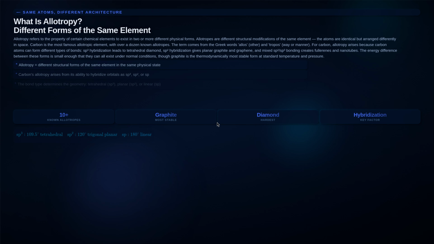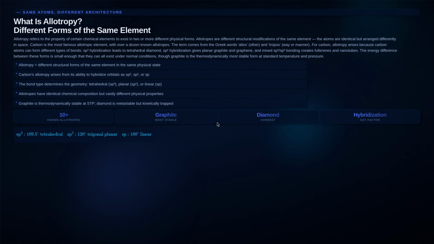What exactly is allotropy? It comes from the Greek words meaning other way or other form. Allotropy is the property of an element to exist in two or more different physical forms while remaining the same element. Carbon is the champion of allotropic elements with over 10 known forms. The reason carbon can do this lies in its ability to hybridize its orbitals in different ways: sp3 for diamond, sp2 for graphite and graphene, and mixed forms for fullerenes. Even though the atoms are identical, the way they are arranged in space creates materials with wildly different properties.